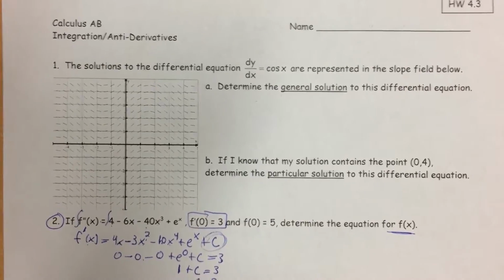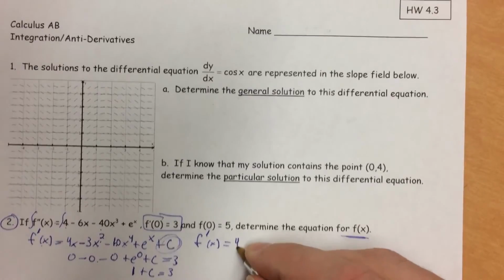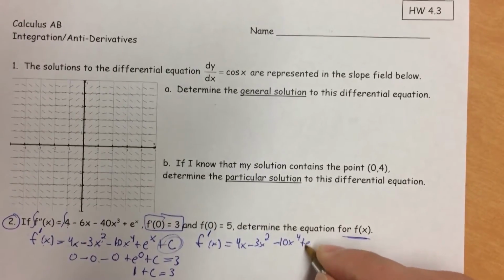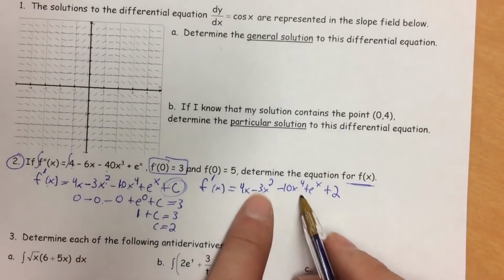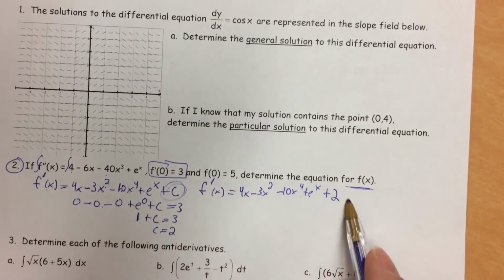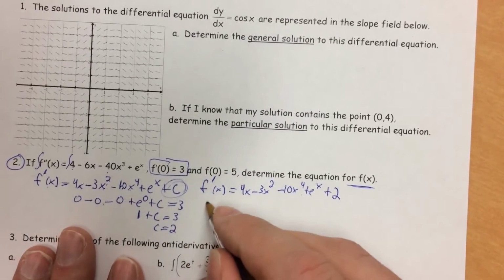So c equals 2. So that tells me that the derivative was 4x minus 3x squared minus 10x to the 4th plus e to the x plus 2. This now fits both the things. When I take the derivative of this, it gives me the second derivative, and when I plug in 0, the derivative will be 3. All right, now I need to find the original function.